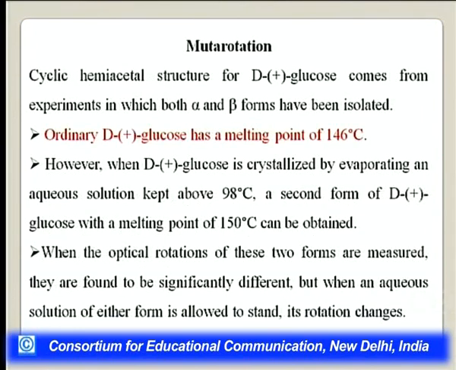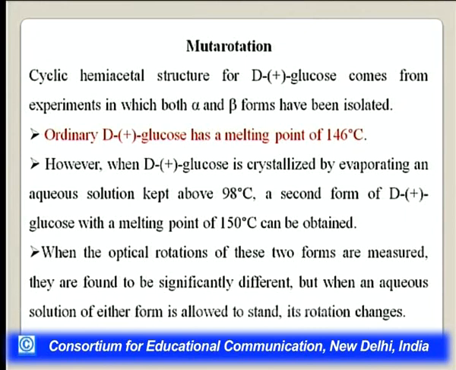Now let us take a new topic for carbohydrates. This is mutarotation. You heard a little bit about mutarotation in the last lecture. Let us discuss in detail what mutarotation is. The cyclic hemiacetal structure of D-glucose comes from experiments in which both alpha and beta forms have been isolated. Ordinary plus glucose has a melting point of 146 degrees Celsius.